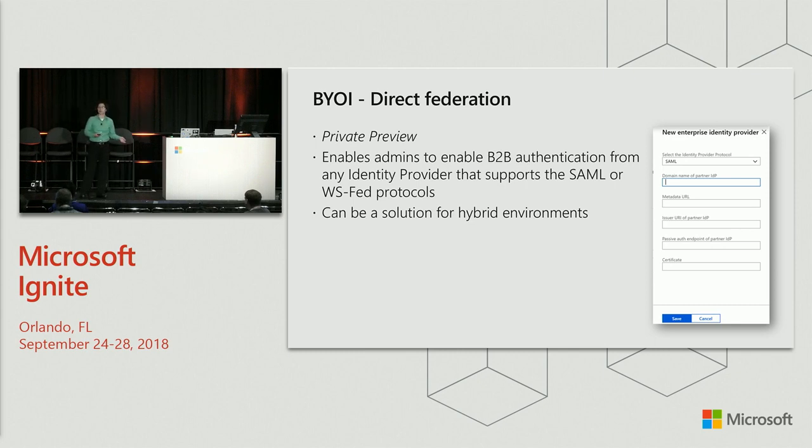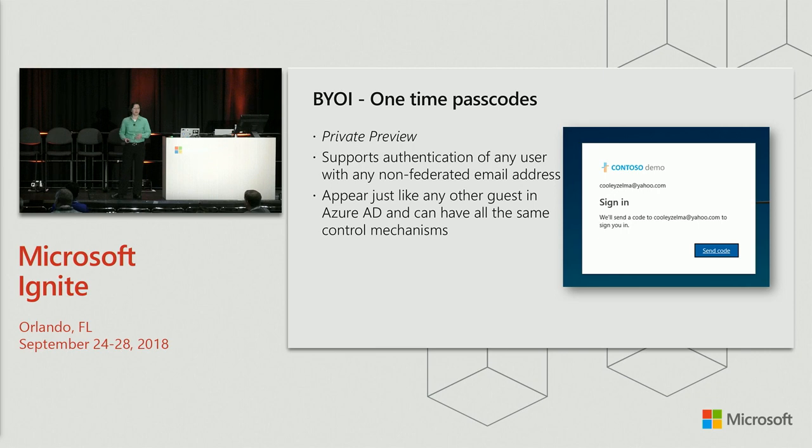This can also be a solution for hybrid environments where you might have some people in ADFS that you want to allow into your organization using a B2B account, and that's possible to do using direct federation. And then the final feature in the bring your own identity space that we're talking about today is one-time passcodes. This is also in private preview. It's not quite available for you to play with today, but I'll show you how it works, and you can look forward to it coming in a few months.